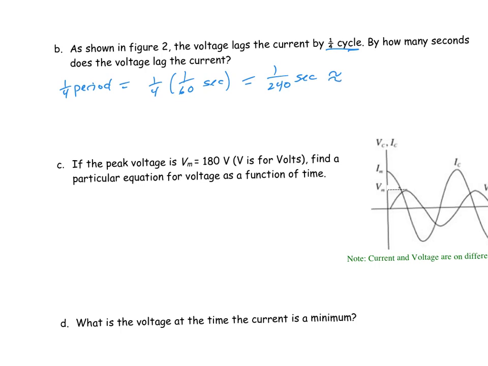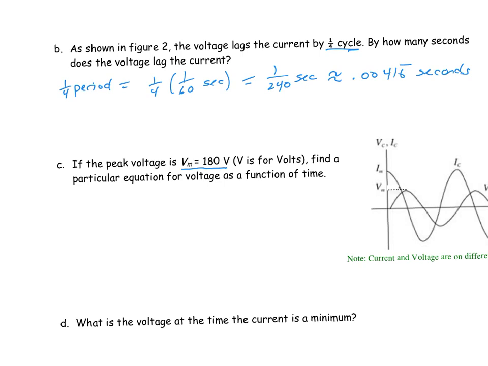And if you get a decimal approximation, that's about 0.00416 repeating seconds. Letter C says, if the peak voltage, Vm, is 180 volts, find a particular equation for voltage as a function of time.